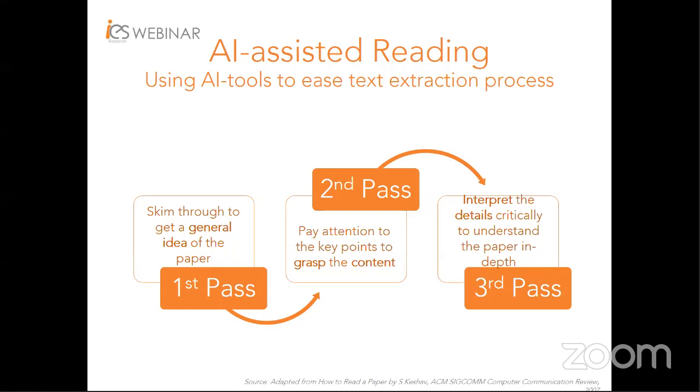Now, how can reading be made easy with the assistance of AI? When compared with Keshev's three-pass approach, AI-assisted reading reduces the time spent on each article immensely, along with the amount of effort invested in extracting the purpose and the key points, specifically covering the first and second pass.